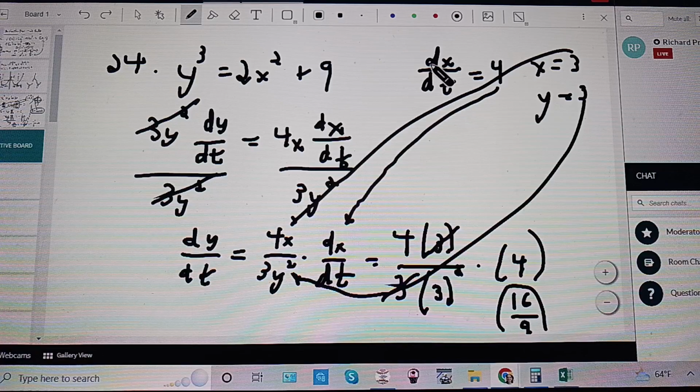So the rate of change of x with respect to time is what this is sort of like. The rate of change of x with respect to time, if an object's moving along an xy axis, if it's moving at 4 units per whatever, like 4 miles per hour if it was a car or a bike, in the x direction. It's moving 4 miles per hour in the x direction, exactly at the moment when the x is 3 and the y is 3. And at that exact moment, the y is changing by 16 over 9, a little less than 2.